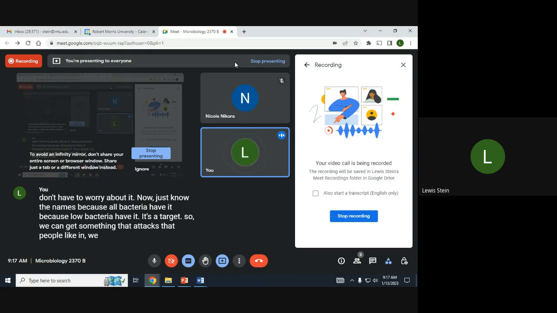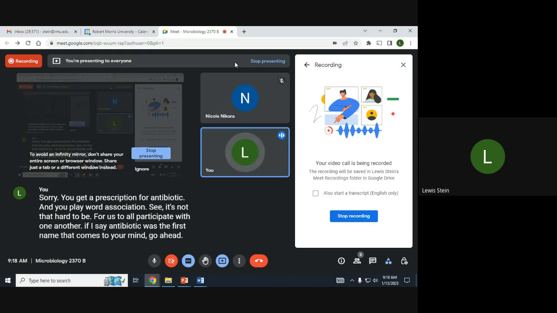So if we play word association and you have an infection, what do you take for a bacterial infection? What do they prescribe? You get a prescription for a blank. Sir, you get a prescription for an antibiotic. And you play word association. See, it's not that hard for us all to participate with one another. Now, if I say antibiotic, what's the first name that comes to your mind? Go ahead. Penicillin, God bless you.